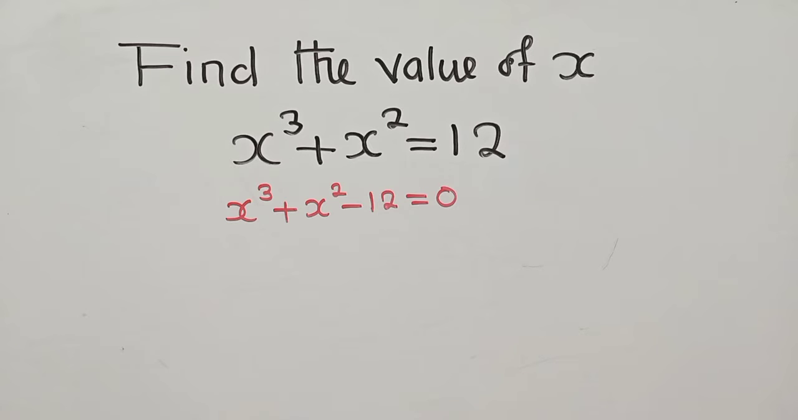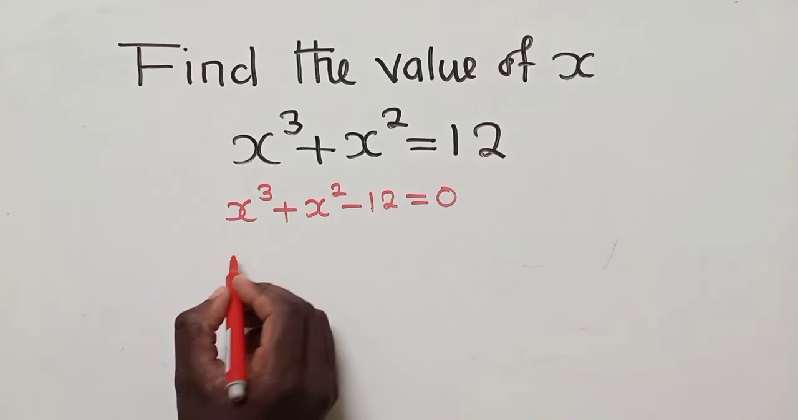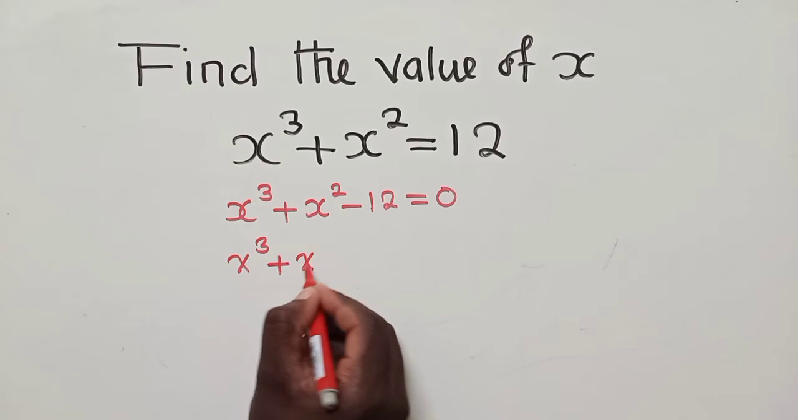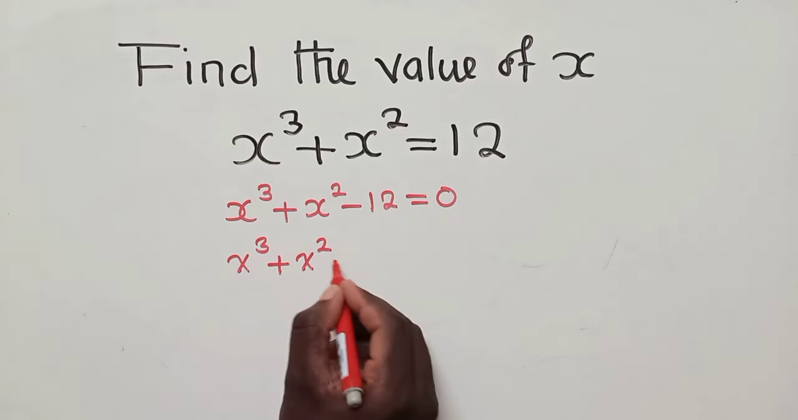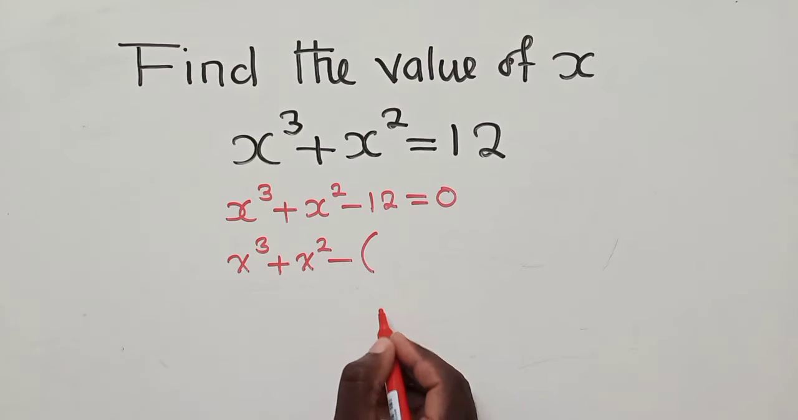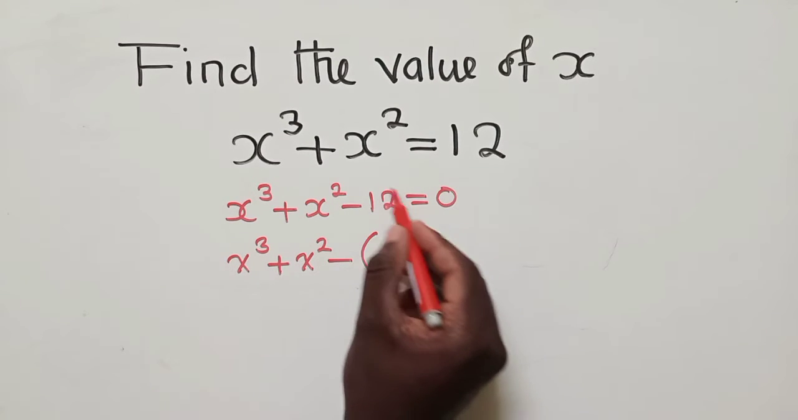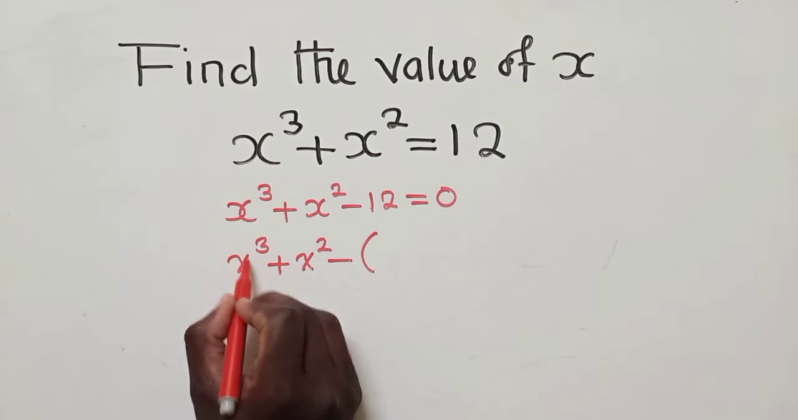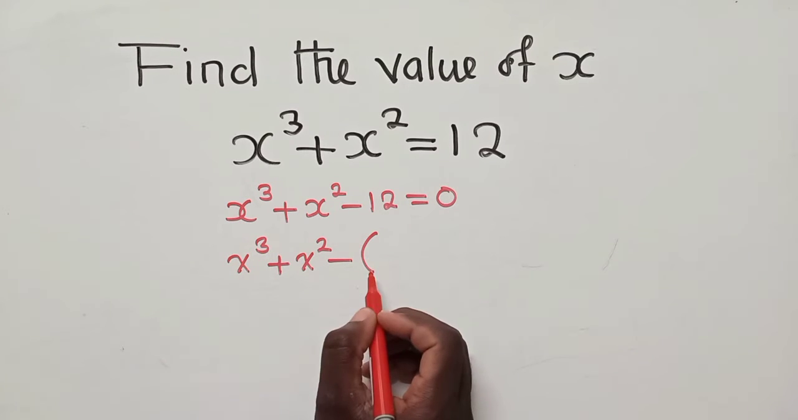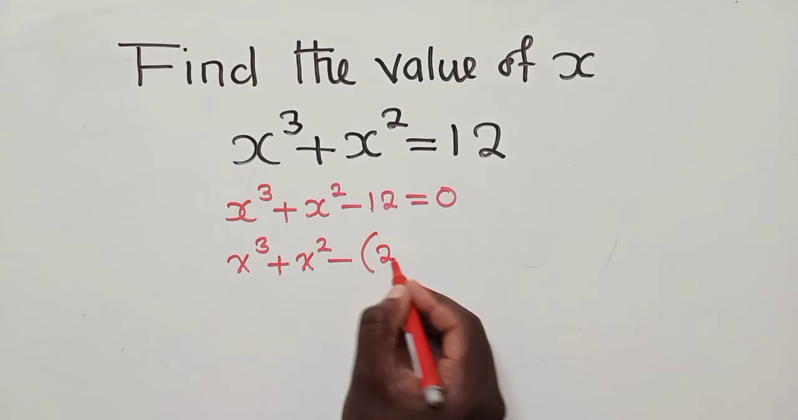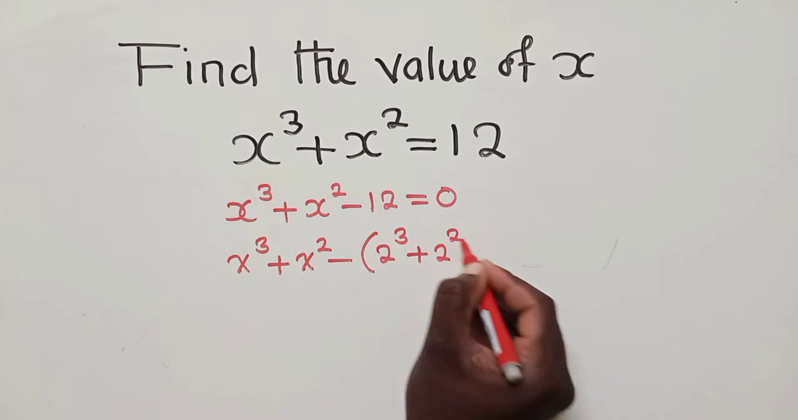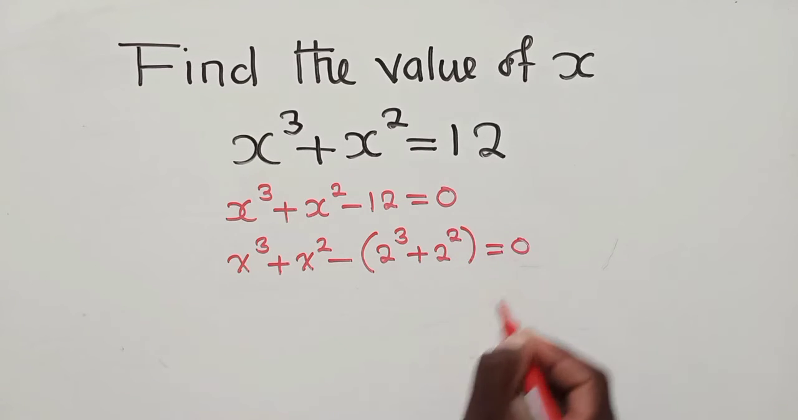The next thing here is to try and break this 12 to look like the way it is here. So let me show you what I'm talking about. You see the way it looks? So we shall say minus, under the brackets. We try to find the number such that when we write it in this form, it gives us a 12. And that will be 2 power 3 plus 2 power 2, which is equal to 0.